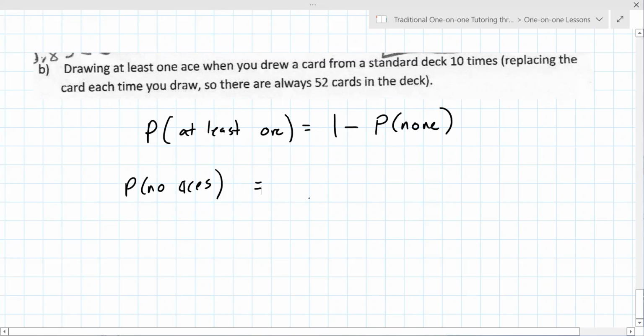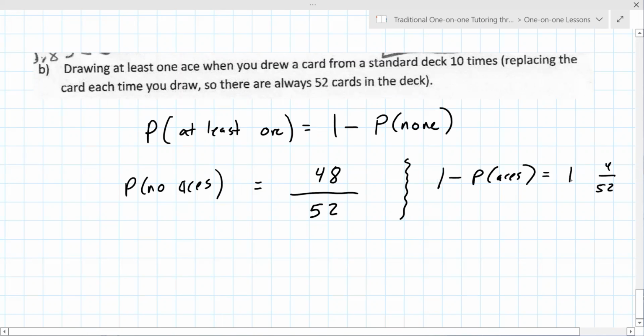A couple of ways to do that. When I look at a deck of cards, I know that there are 4 aces in the deck of cards. So there are 48 non-aces. But you can alternatively do this as the probability of aces and subtract it from 1. So there are 4 aces in a deck of cards, and if you subtract it from 1, it becomes 48 out of 52, which is exactly the same. So either way, I'm trying to show you 2 ways to come up with this first part of the answer.